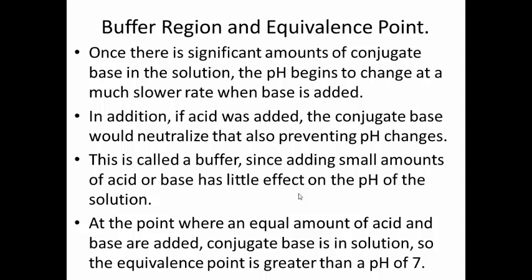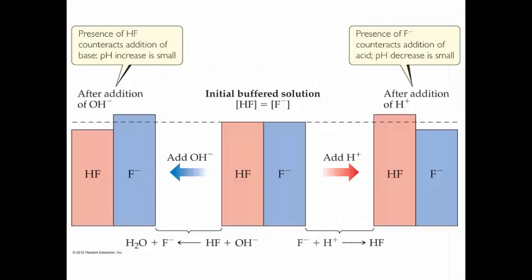At the point where an equal amount of acid and base are added, the conjugate base is the only ion left in solution that's going to affect pH. So in the case of this weak acid strong base titration, we're going to have an equivalence point that's greater than 7. The same would be true if we did a weak base with a strong acid. In that case, though, your leftover after you've reached the equivalence point is going to be the conjugate acid of that weak base. So therefore, the pH at the equivalence point for a weak base strong acid titration will be below 7. So here's the idea of the buffered solution.